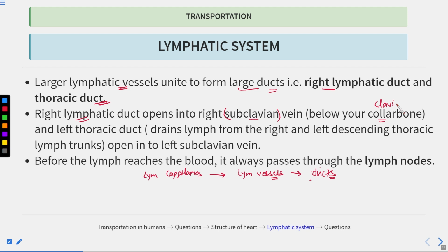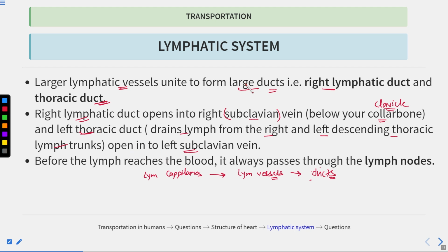This is a vein present just below the collarbone, also known as the clavicle, as well as the left thoracic duct. Now what is the left thoracic duct? It drains lymph from the right and the left descending thoracic lymph trunks. The right lymphatic duct opens into the right subclavian vein, and the left thoracic duct opens into the left subclavian vein.